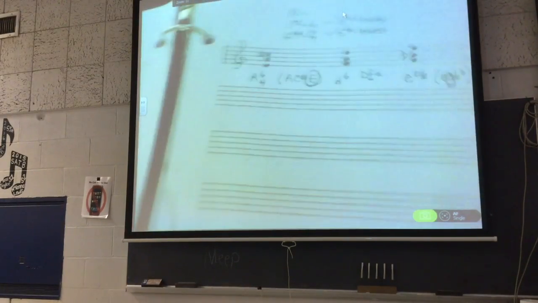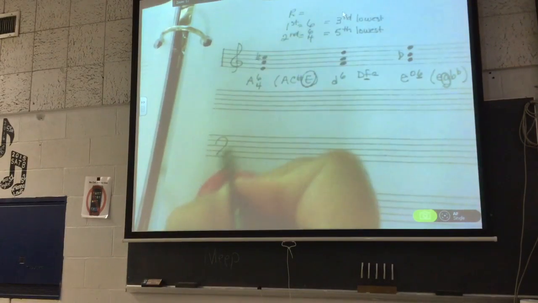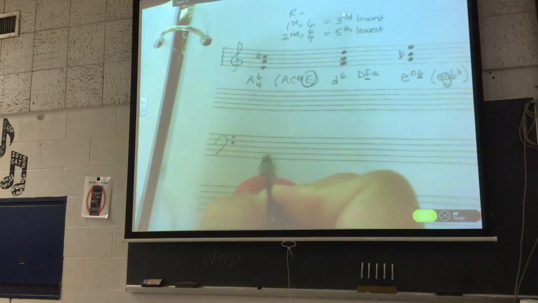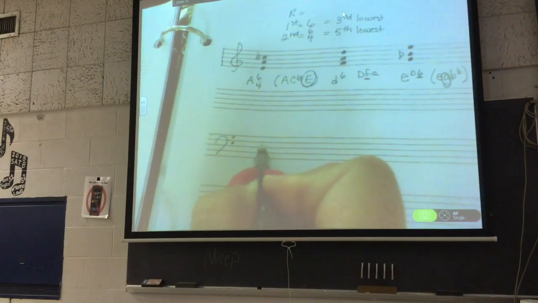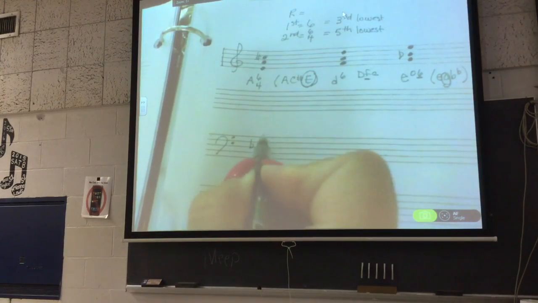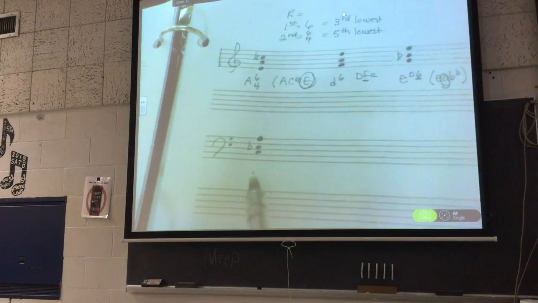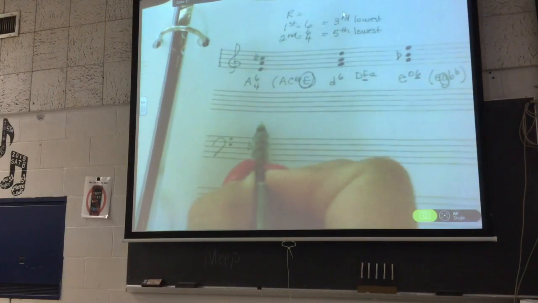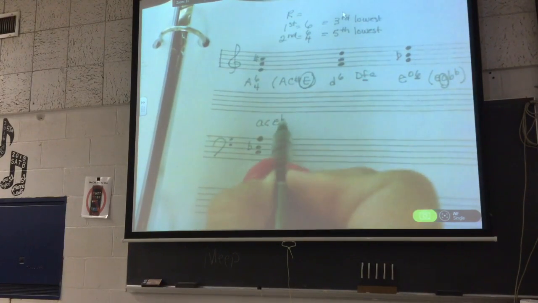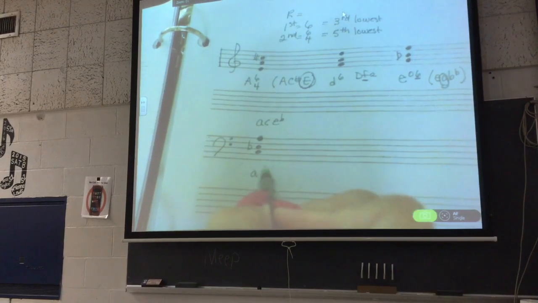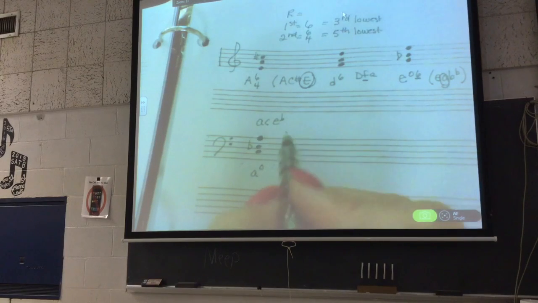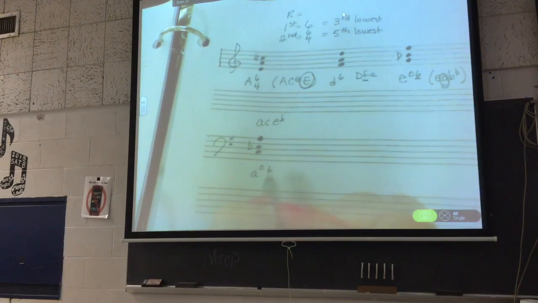Now let's identify a few more triads, then we'll move to 7th chords. I'm going to move to bass clef. I look at this chord, it's not stacked in thirds. I've got to, in my mind, say, what would it be if I stacked it in thirds? Well, it'd be A, C, E flat, which is A diminished, and the 3rd of the chord is the lowest sounding note, so it is a 6.